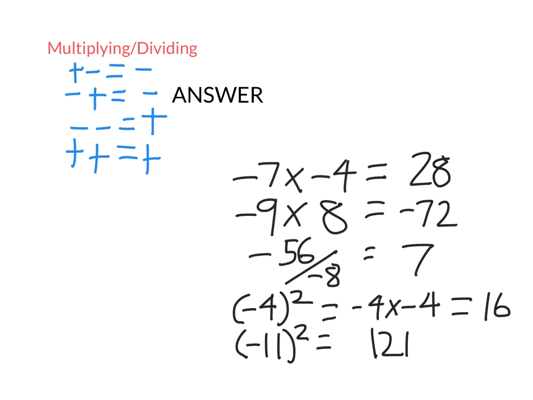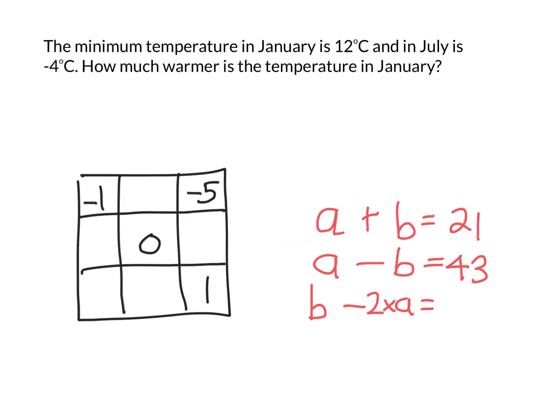All right, let's just look at a couple of harder questions now. So let's start by looking at a worded question. Minimum temperature in January, 12 degrees. In July, it's -4 degrees. How much warmer is the temperature in January? So this question is asking by how much does the temperature need to rise to go from -4 to 12? You're figuring out the distance between these two. And distance always means subtract.